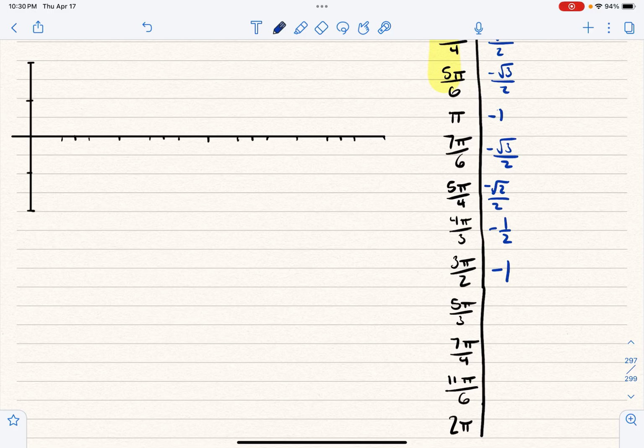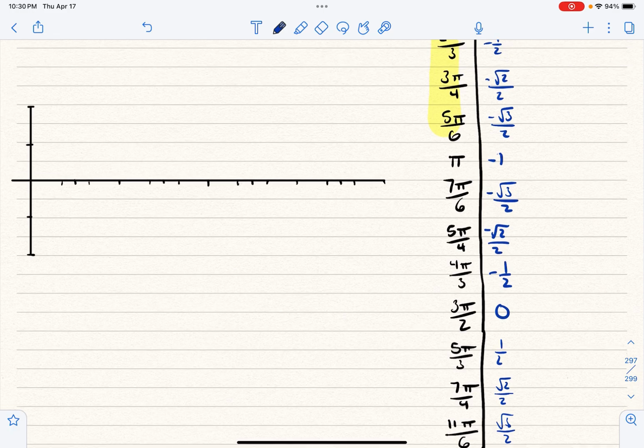I'm sorry, not negative 1. Oh, my goodness. Wrong. At the negative y-axis, what's the x value? 0. And then at 5 pi over 3, now we're moving in the positive x direction. We got 1/2. 7 pi over 4 is square root of 2 over 2. 11 pi over 6 is square root of 3 over 2. And at 2 pi, we come back to 1.